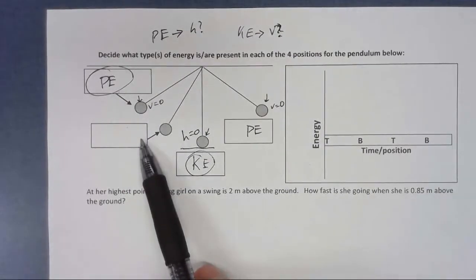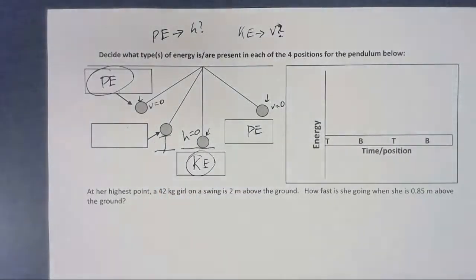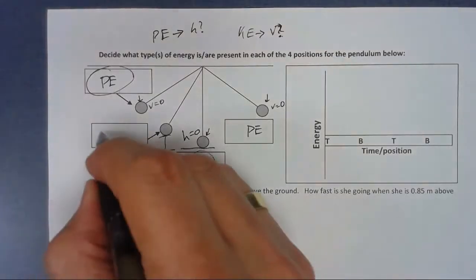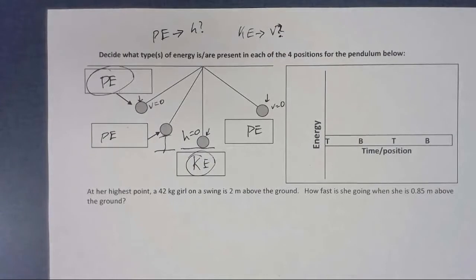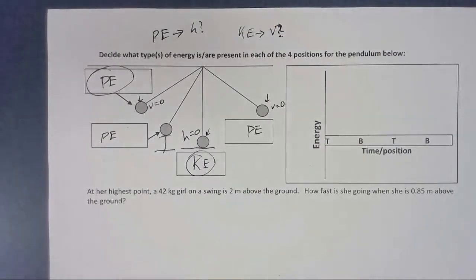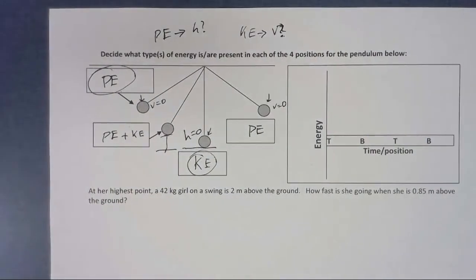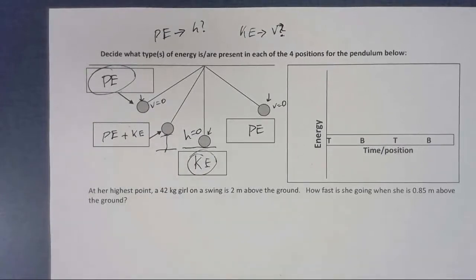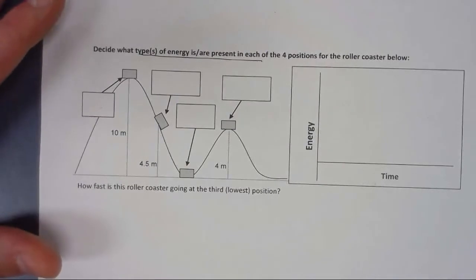In the middle, does the pendulum have height? The answer is yes, because it can fall lower than it currently is. So there's got to be some potential energy. But does the pendulum have speed? The answer is yes, it does. It is certainly moving here. It will be going faster at the bottom, so this is not the fastest point, but it is moving, and because it is moving, it does have kinetic energy. So this is that special place where we have both forms of energy, because there's both height and speed in the same place. Let's go ahead and talk about the roller coaster.